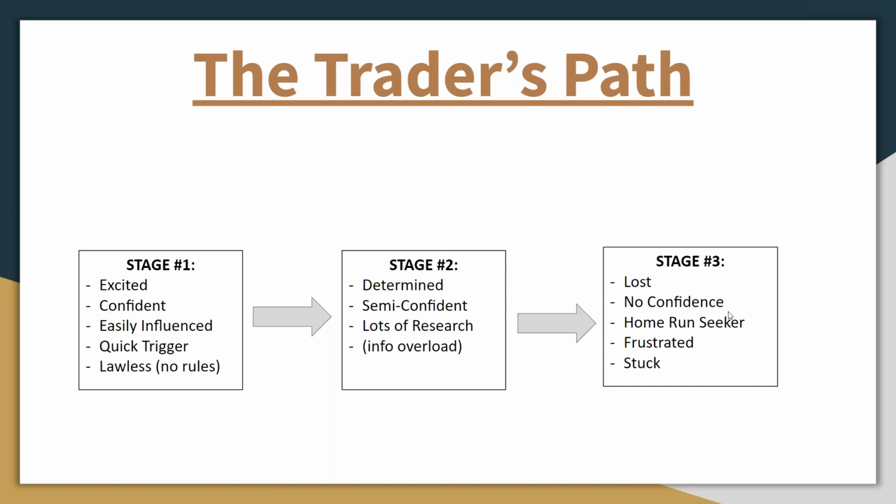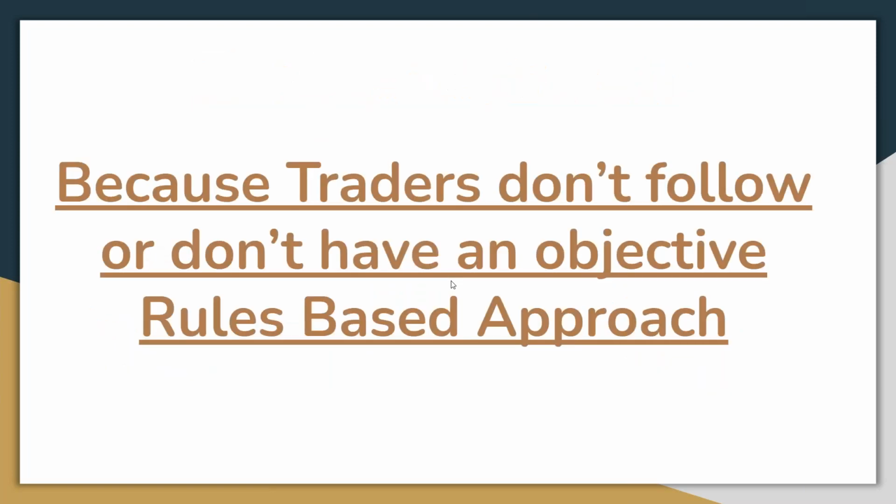Okay, so the cycle can start over and over, and I've literally seen traders stuck in stage two for decades. Right? They never broke out of stage two or stage three because they just feel like they need to know everything, but they end up being jack of all trades, master of none. So the real problem, in my opinion, after teaching so many traders, is traders don't follow or don't have an objective rules-based approach, right? When I say objective, I mean something to help you leave your emotions at the door. Just follow a set of rules.